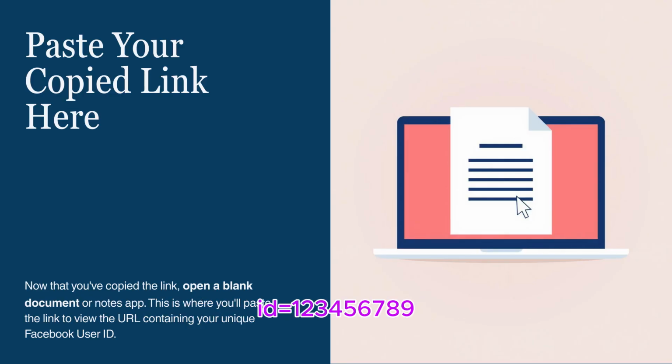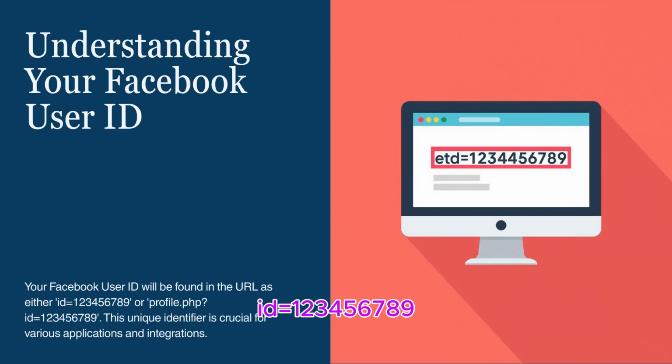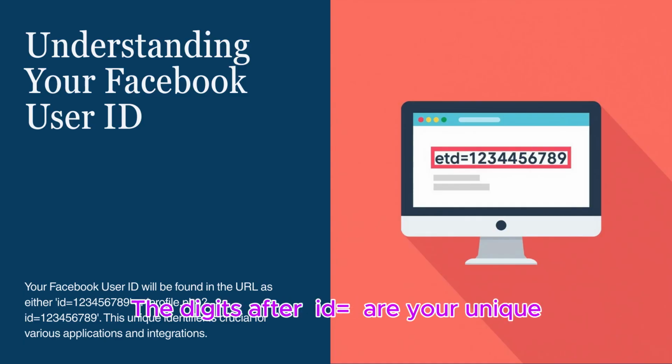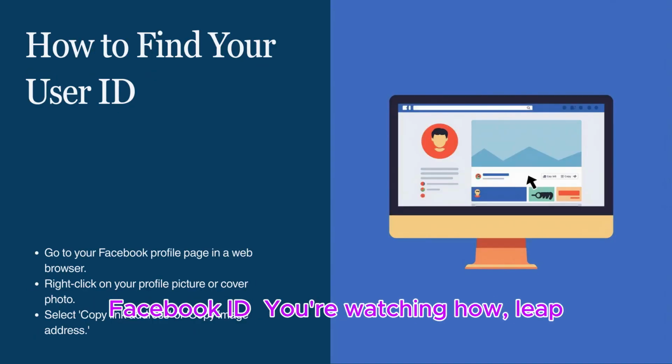It will look like ID equals 1 2 3 4 5 6 7 8 9 or profile PAPAHN. ID equals 1 2 3 4 5 6 7 8 9. The digits after ID equals are your unique Facebook ID.